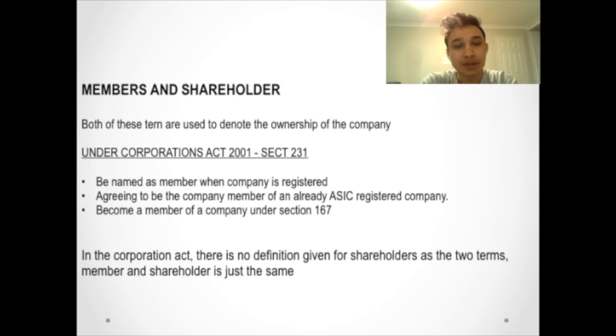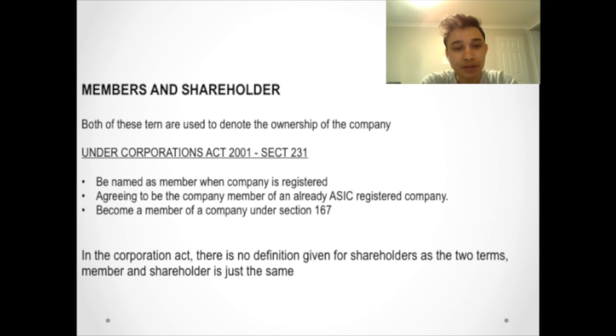Now, let us address how to become a member. A person can become a member in different ways by following Section 231 of the Corporations Act. This includes being named as a member when the company is registered. For this, written consent is required before the application for registration as an Australian company is made, covering the name and addresses of the individuals seeking to be a member, to the ASIC.